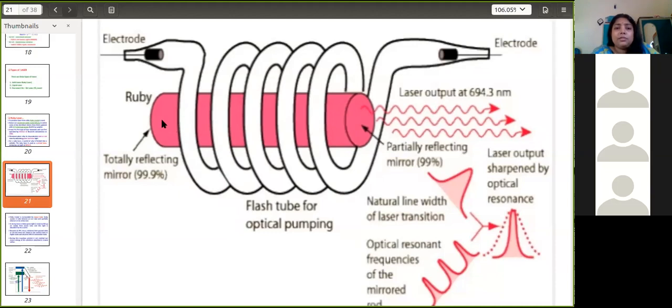Stationary waves, the first mode of vibration will have lambda equals to L by 2. Sorry, L equals to lambda by 2. This length is L, so the wavelength will be L equals to lambda by 2. The second mode of vibration we will have here. Okay, one more.